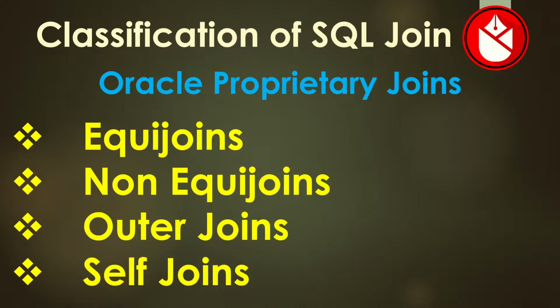Now about the classification of SQL joins. Equi joins, non-equi joins, outer joins and self joins. These joins are based on the Oracle proprietary joins. Now, equi joins and non-equi joins are based on the Oracle inner joins.